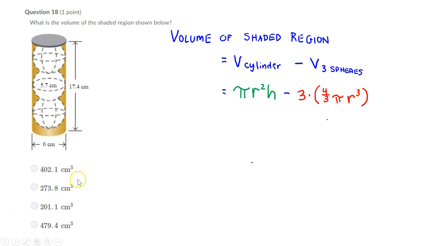Now, as you can see here, this unit down here is the diameter of the can. If it's the diameter of the can, that means that the radius of the can or the cylinder is 3 centimeters. This is being given as the diameter of the sphere, which means that the radius of the sphere is half that, or 2.85. And of course, this is given as the height of the cylinder.